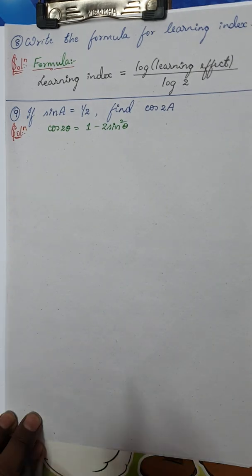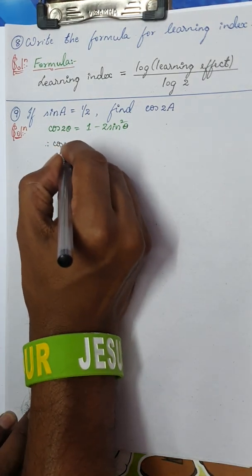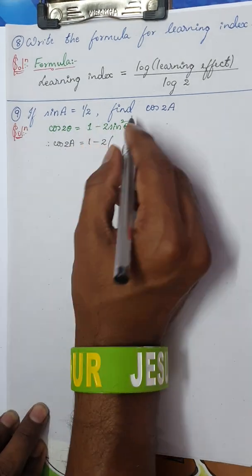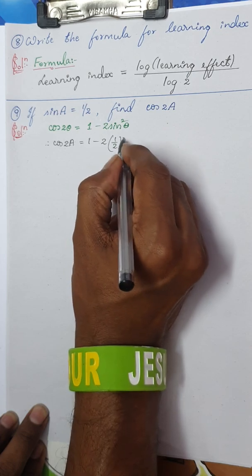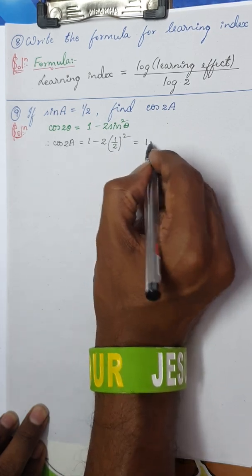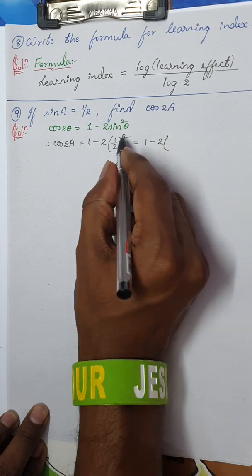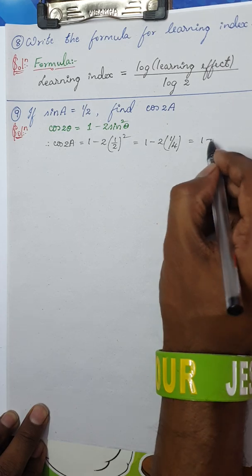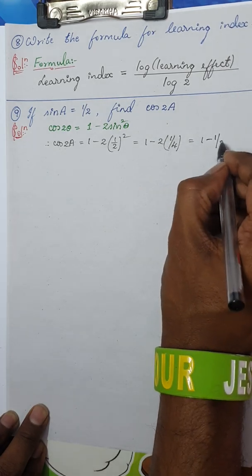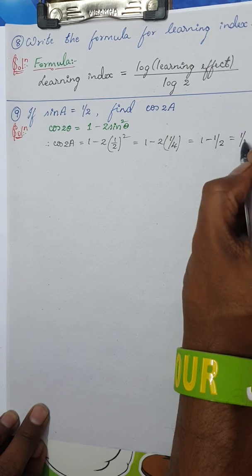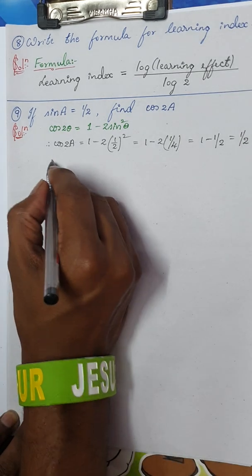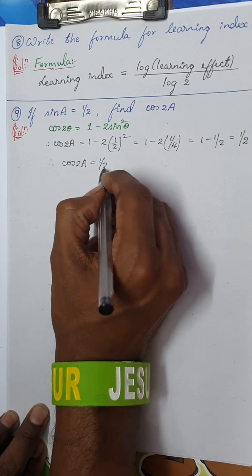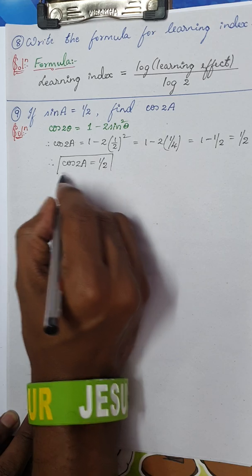Therefore I can write cos 2A is nothing but 1 minus 2 sine square A. So that is nothing but 1 minus 2 into (1 by 2) whole square. Then (1 by 2) whole square will be 1 by 4, right? That will be 1 minus 2 1s and 2 2s. It would be 1 minus 1 by 2, that is equal to 1 by 2. Therefore you can write cos 2A is equal to 1 by 2. This will give you 1 mark.